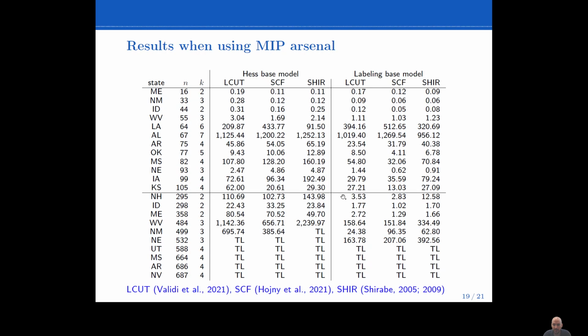Another observation is that with the labeling model, we can solve slightly larger instances, just 1 or 2 more instances. So right around 500 vertices is the stopping point of what we're able to solve exactly.